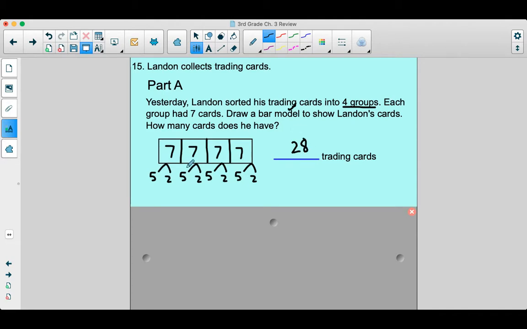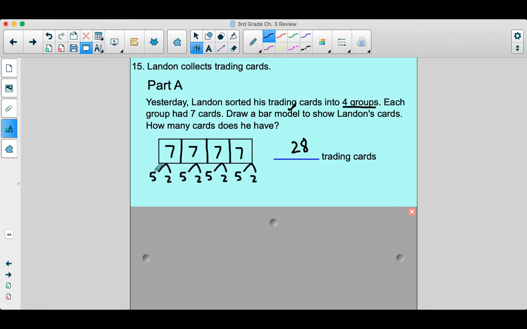Now, if we want to try practicing counting by sevens, we can do that too. So ready? Let's do it. 7, 14, 21, 28. Alrighty. And this was just a guide.